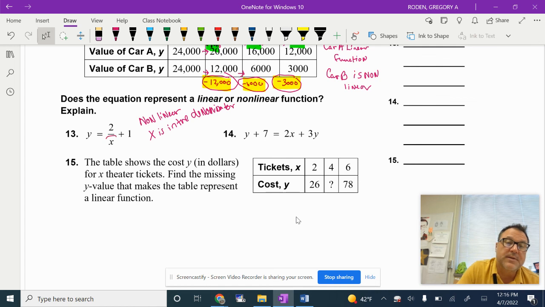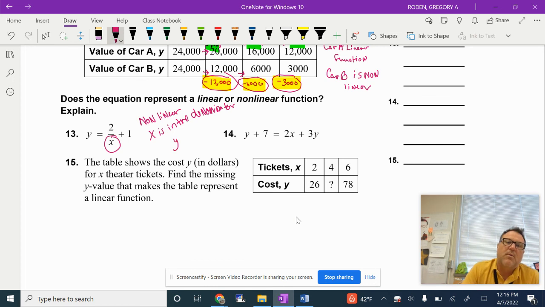See that? See how x is in the denominator right here? If you ever have x in the denominator, it's nonlinear. Okay? I'm going to tell you two things that make something nonlinear most of the time. Two major times when we're seeing them: x in the denominator, or having x raised to a power like x squared.